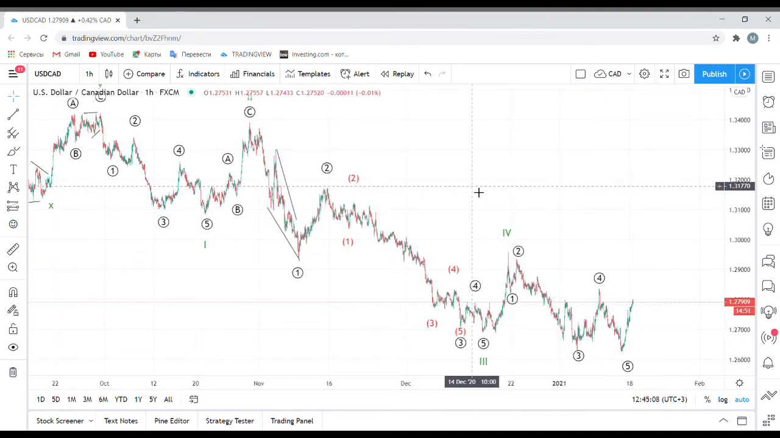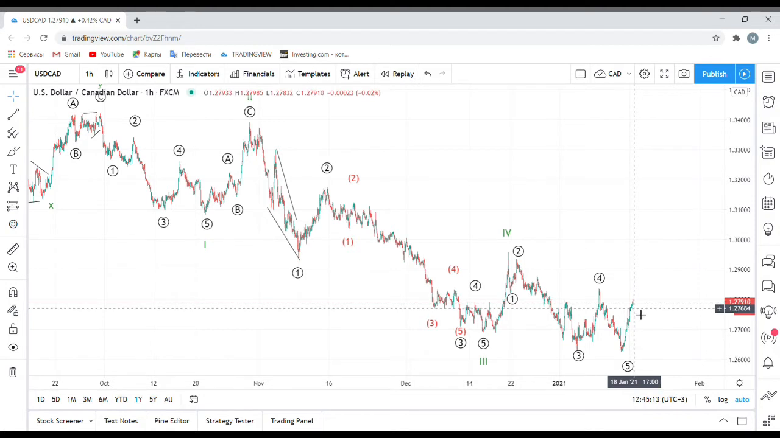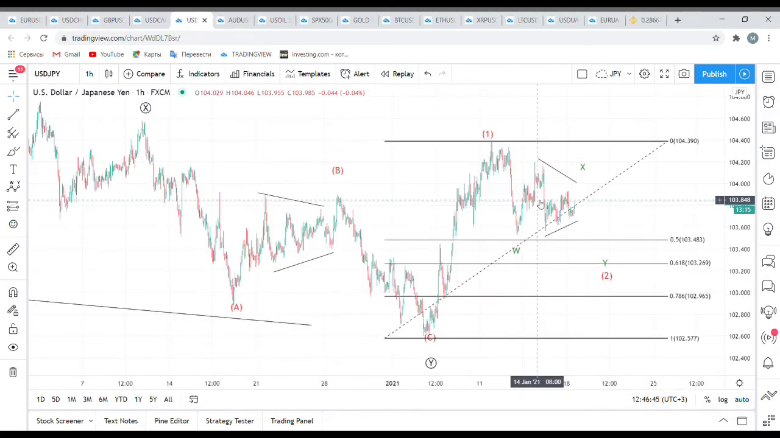For the Canadian dollar, we get an impulse in the upward direction, and after a correction I will look for purchases in this pair. Dollar Japanese yen.